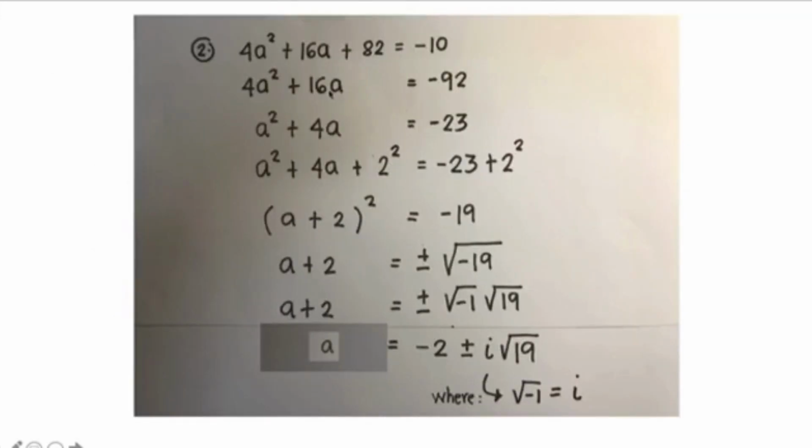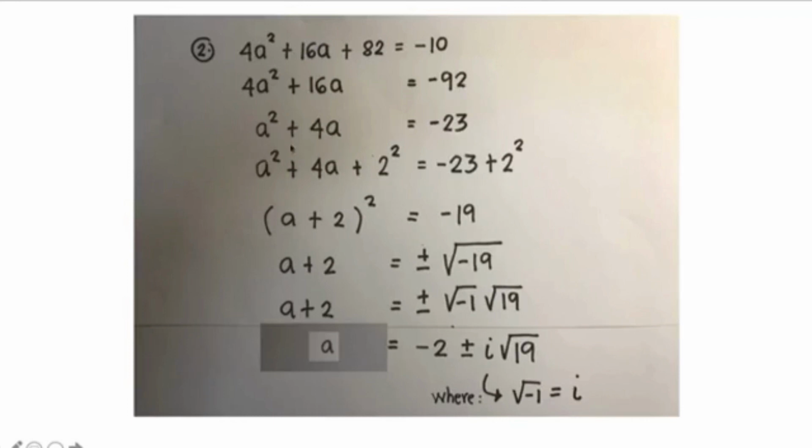So again, we isolate all the terms with variable a at the left and all the constants at the right side. And then there's a numerical coefficient of 4 here in the a squared term. So we divide each term by 4. Divide this by 4, you get this. Divide this by 4, you get this. Divide this number by 4, you get this one.